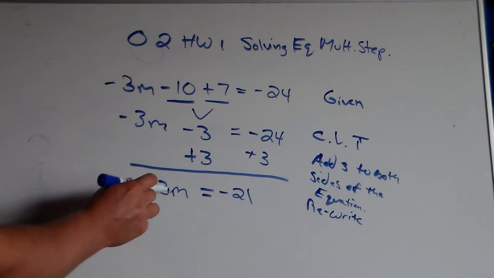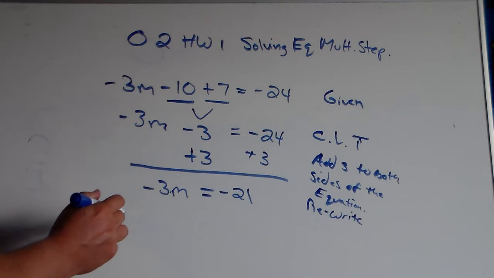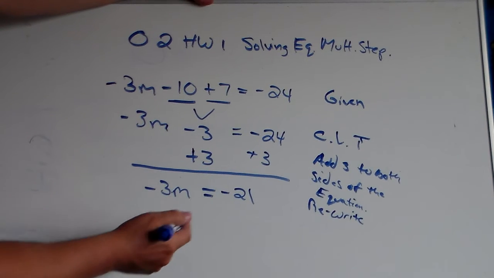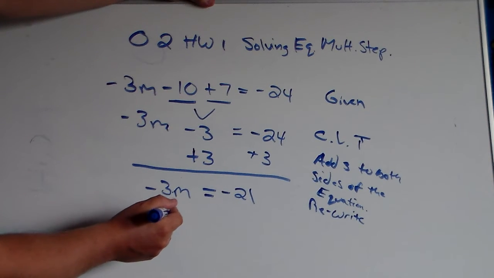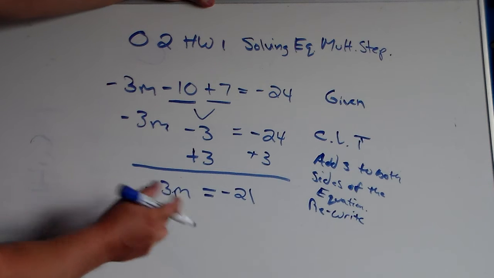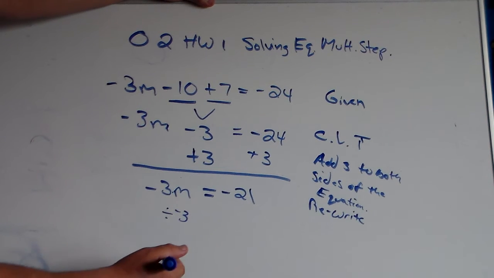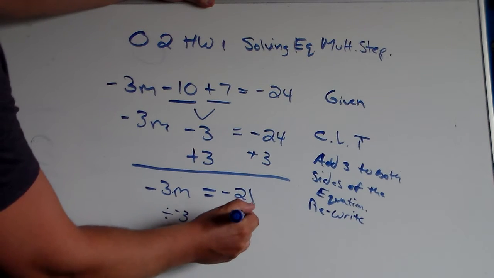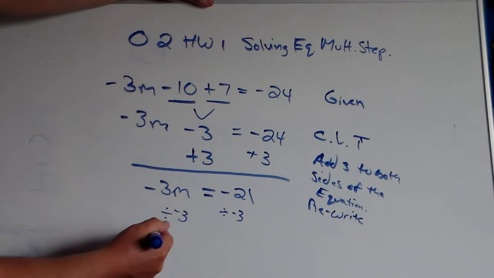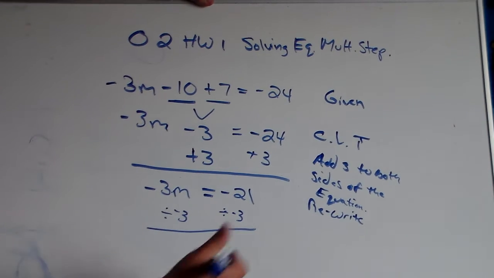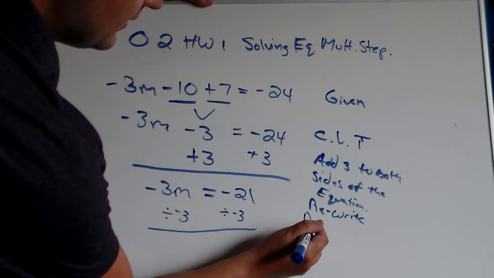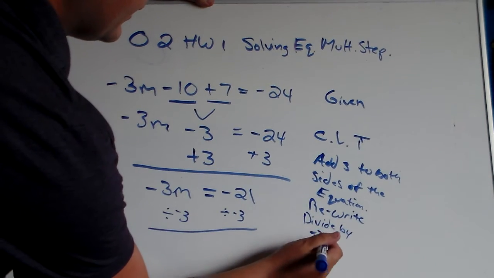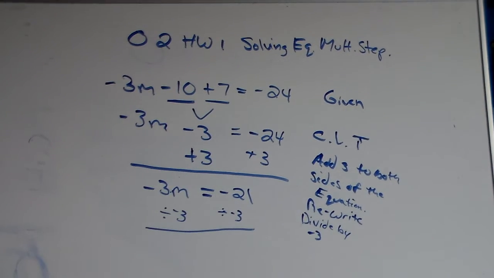Now the inverse operation of times is division. So to move that negative 3 to the other side, we got to do division. So we're going to divide by negative 3 to both the left side of the equal sign and the right side of the equal sign. Divide by negative 3 to both sides of the equal sign.